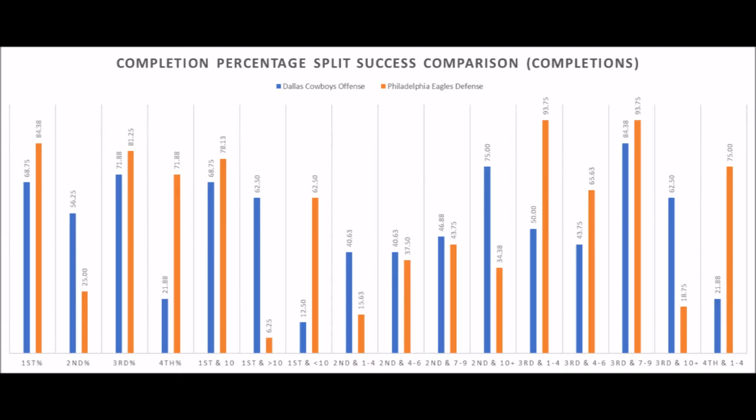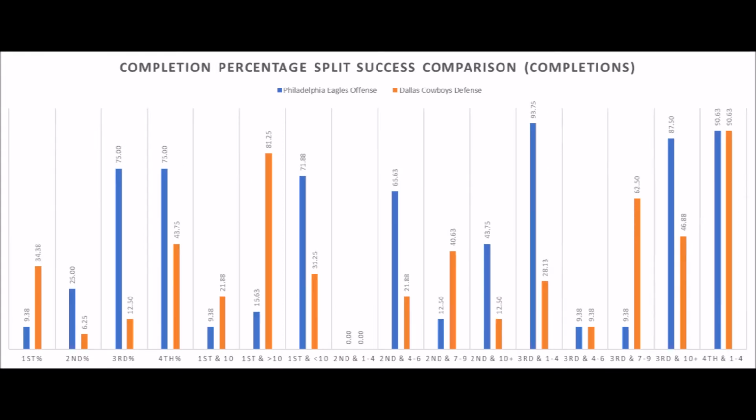And then, of course, you look at the Eagles' offense versus Cowboys' defense when it comes to completion percentage. In this particular area, the Eagles are favored on second and third down. So definitely another area that more so favors the Eagles when it comes to that particular data point.